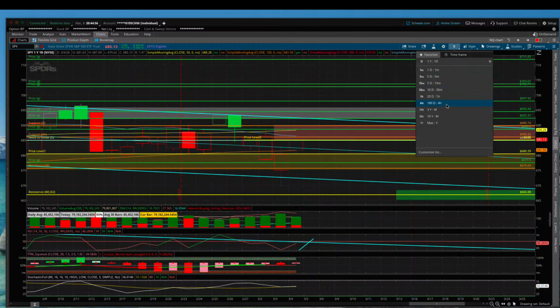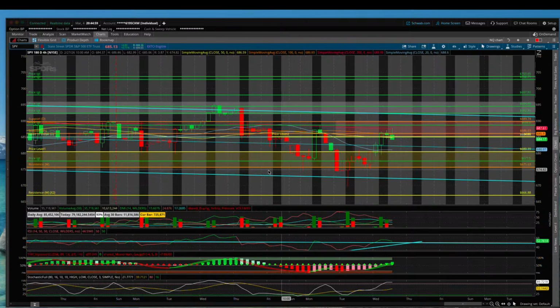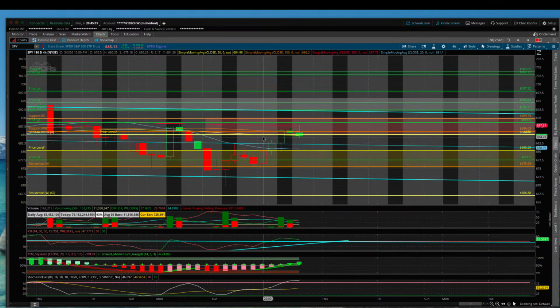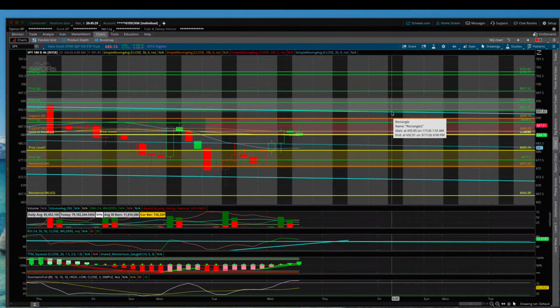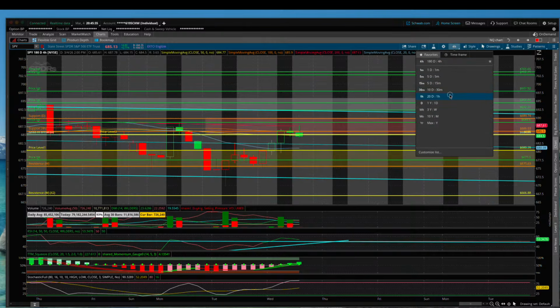So let's go to that 4-hour chart and see what the setup is. All right, so here we have that same inverse head and shoulders. 680 is going to be support, and if we come down even lower, 675 is going to be that support where we turn around. So we either hit that 680 or we hit that 675, and we turn around and go up. Okay, so let's go to the hourly. It's going to show us better.